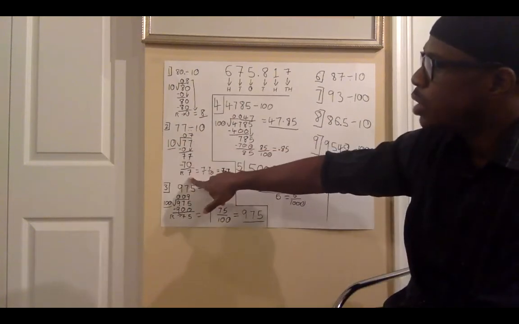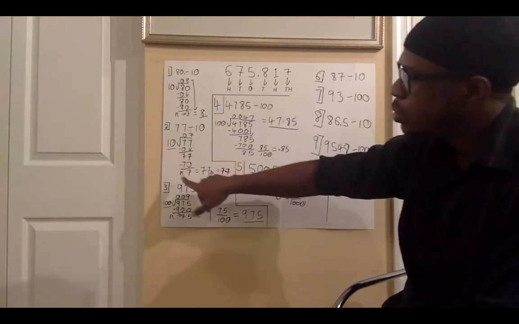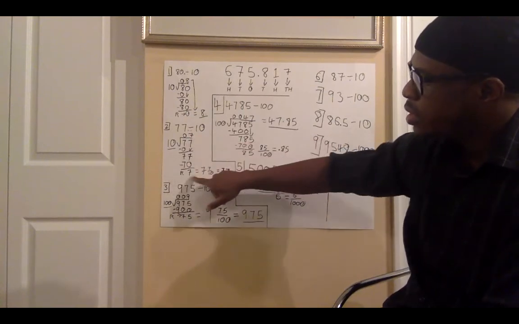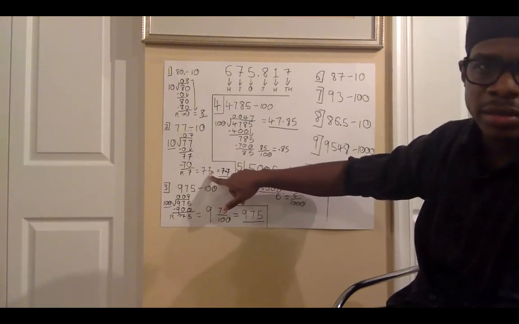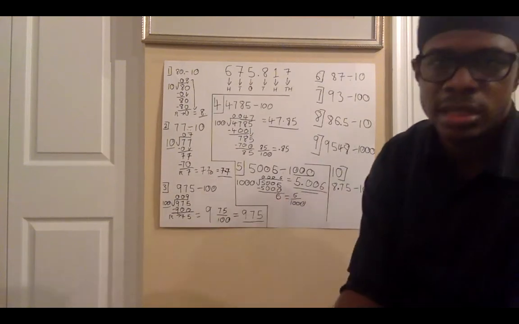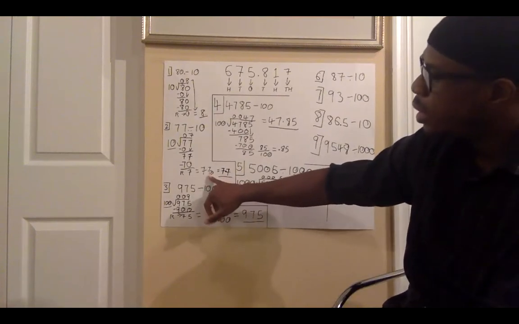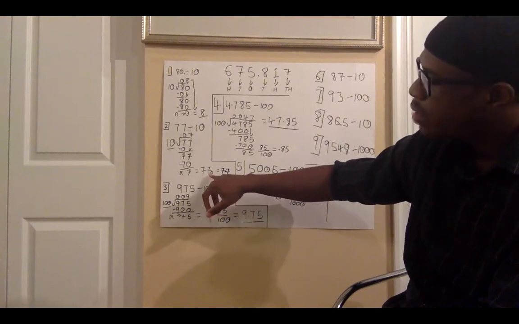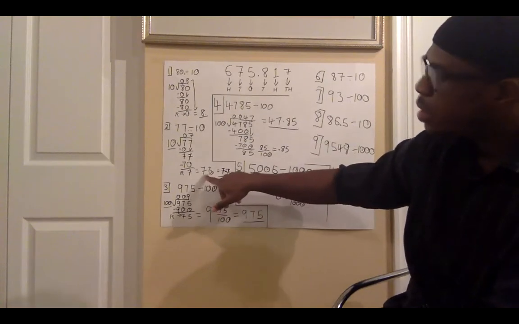Now, once you get that remainder, you put your remainder over the divisor. So my answer is 7 with a remainder of 7 over 10. Now, if I want to change this fraction into a decimal, what do I do? Well, whenever the bottom number is a power of 10, so 10, 100, 1,000, 10,000, it is letting you know what its place value is.